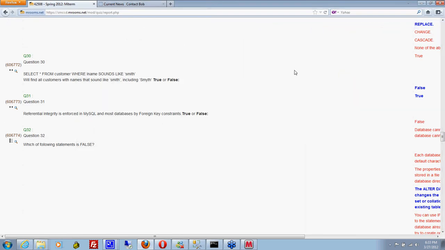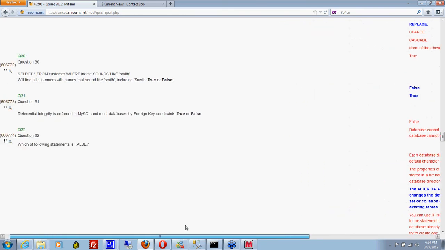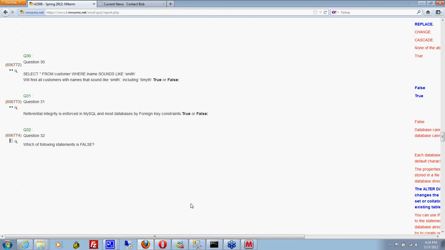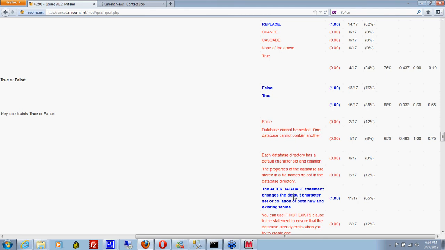Question 31, referential integrity is enforced in MySQL by foreign key constraints. That's true, and let's see how many of you got it right. Yeah, so 88% of you got that one right, and that's correct. Which of the following statements is false? That's question 32. And it looks like 65% of you got that right. The alter database statement changes the default character set or collation of both new and existing tables. No, it doesn't. Only on new tables. And 65% of you got that correct.